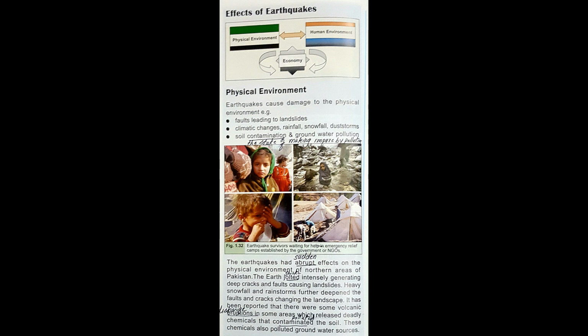Heavy snowfall and rainstorms further deepened the faults and cracks, changing the landscape. It has been reported that there were some volcanic eruptions discharging in some areas which released deadly chemicals that polluted the soil. These chemicals also polluted groundwater sources.